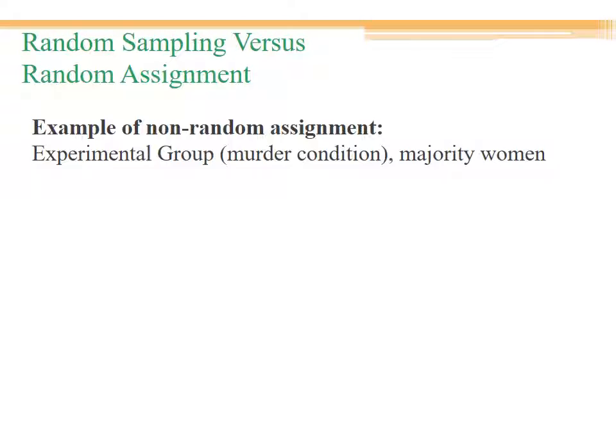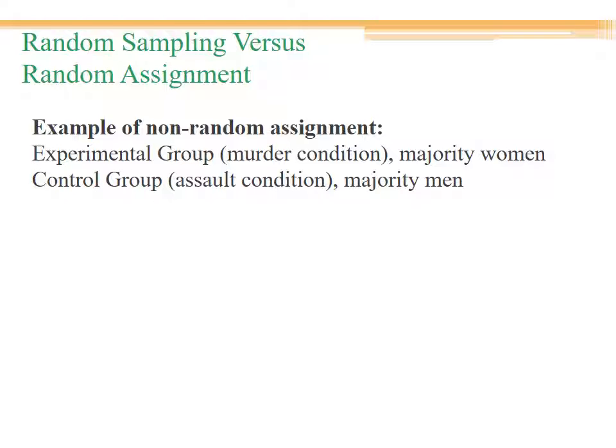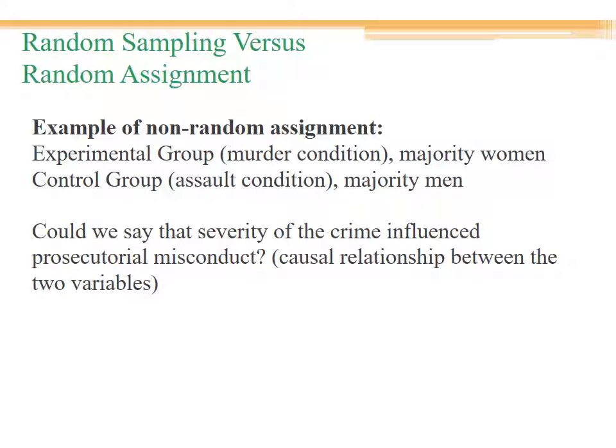Let me give you an example why random assignment is so important. What if instead of random assignment for the groups, more women happen to be in the experimental group and more men in the control group? Would we be able to say with certainty that it was the severity of the crime that influenced prosecutorial misconduct? No, gender might have had an influence. In an experiment, we have to make sure that it's the manipulated variable that is causing change, not another extraneous variable.